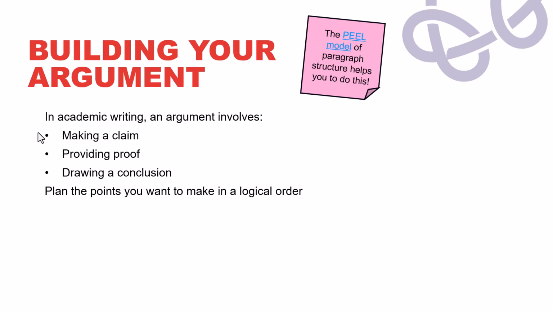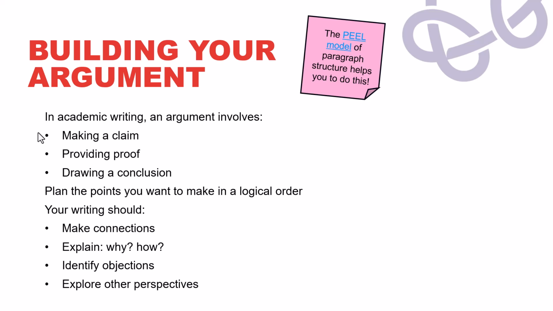Part of this planning means deciding how you're going to build your argument. In academic writing, this involves making a claim and then providing proof for it before drawing a conclusion. And you should put the points that you're going to make to develop this into a logical order. Your writing needs to make connections between ideas. It should explain why and how the points are relevant or how they work. Objections should be identified, or barriers, issues, problems that will get in the way. And other perspectives should be explored as well. Don't just present the information from one point of view.